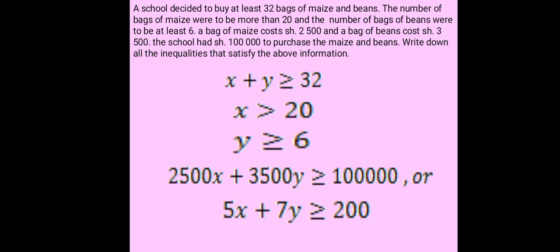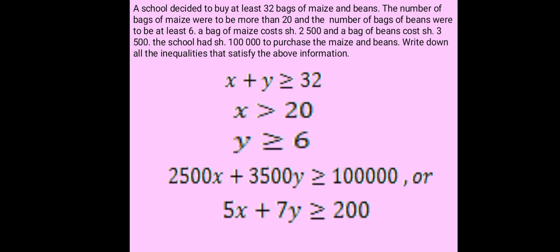And then we have been told the bags of maize must be more than 20. So x should exceed 20, or let's say 20 should be less than x. And then we have been told the bags of beans must be at least 6 bags. So it should not be below 6 bags. So you say y should be greater or equal to 6.